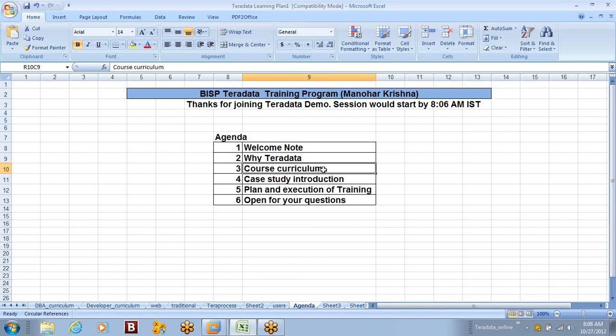The topics we are going to cover in this training program, and then we'll start with the case study introduction. Once we complete our course, we have a case study which you have to implement so that you can get more exposure to the real-time implementation of the Teradata utilities and tools.